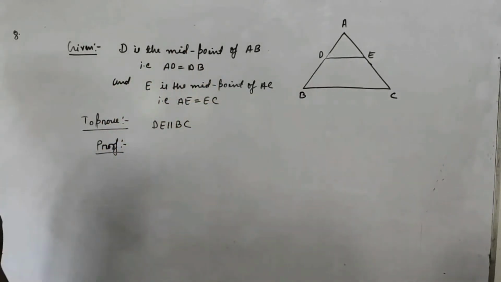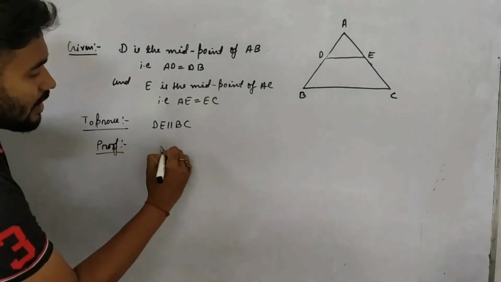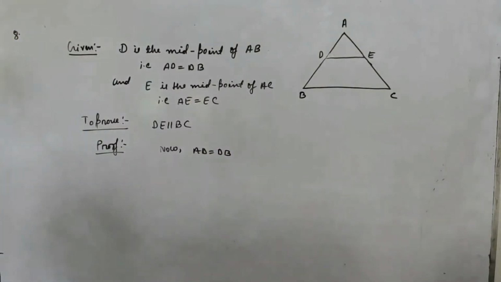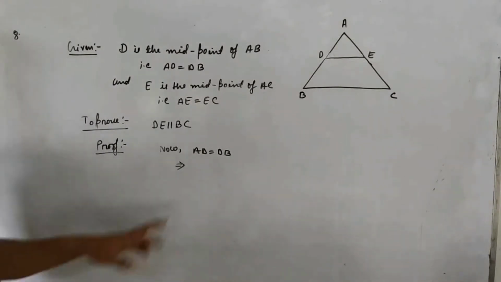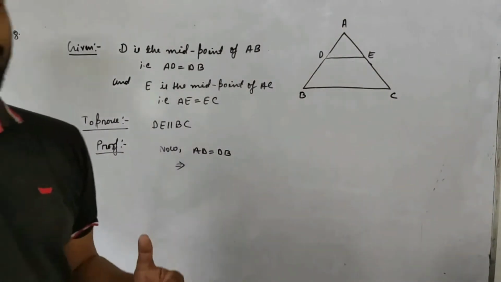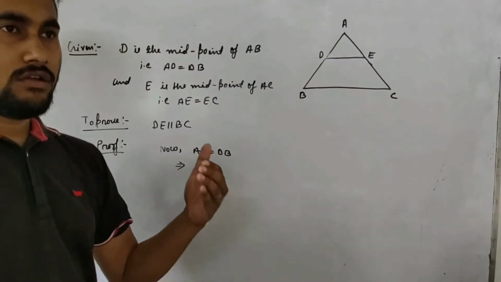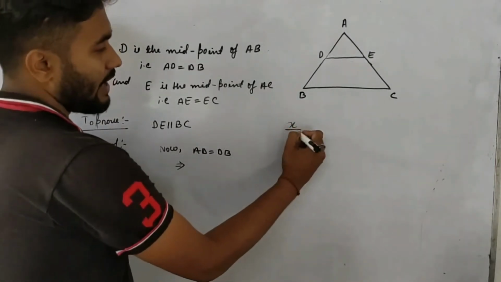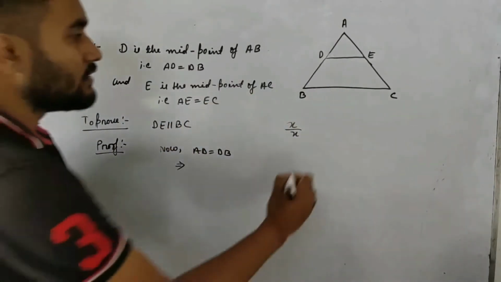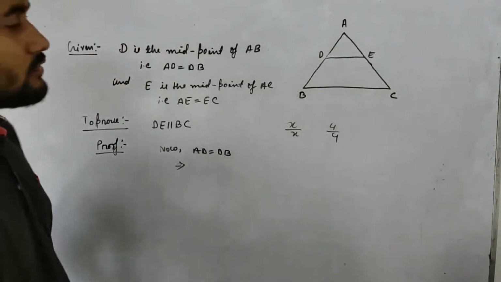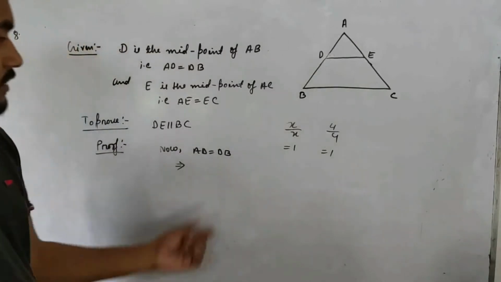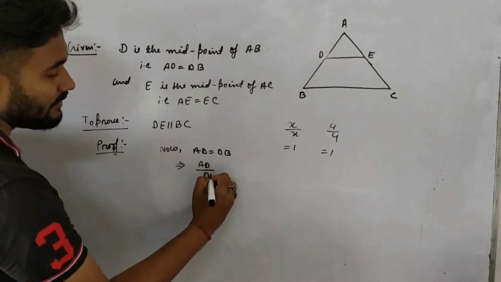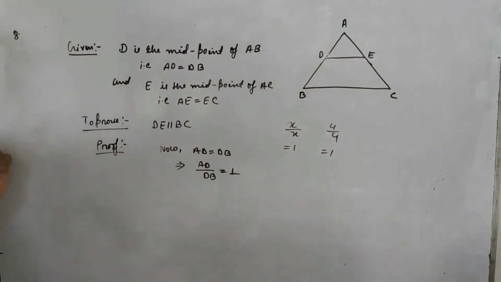So at first we will use what is given. Take the help of this one. Now AD is equal to DB. These two are equal. Now what happens if you divide two equal items? Any equal items, say x by x, they are equal, right? Say 4 by 4, the answer is always 1. So if AD and DB are equal, if I divide them, AD by DB, the answer will be equal to 1. Very simple.